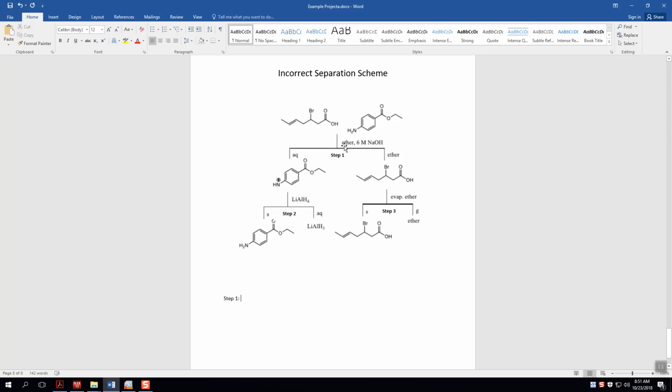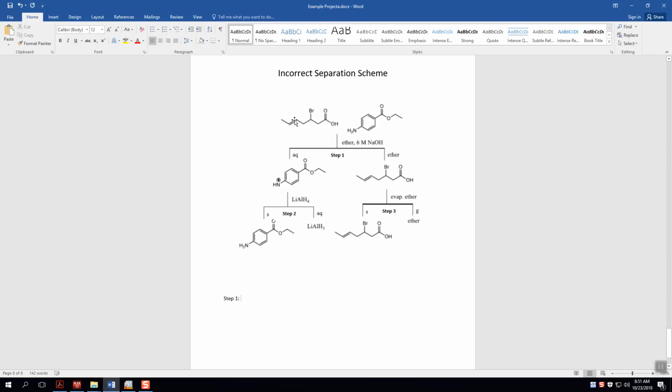In step 1, we add ether. I have 2 organic molecules. Both of these molecules are soluble in ether. So that's okay. Then I add 6 molar NaOH. What is 6 molar NaOH going to do? Well, 6 molar NaOH is going to deprotonate the carboxylic acid of my molecule.